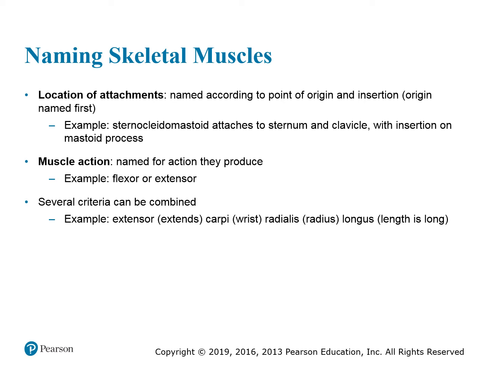Sometimes several criteria can be combined. So the extensor carpi radialis longus muscle, extensor means that it extends, carpi means wrist, radialis means radius, and then longus means that it's a long muscle.